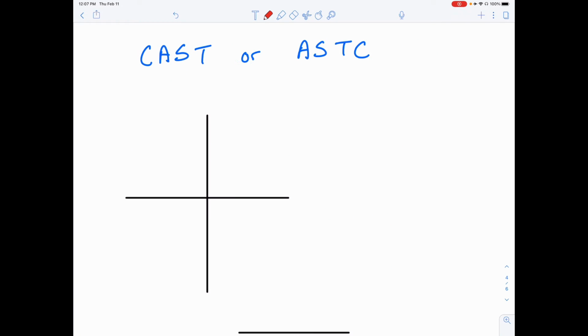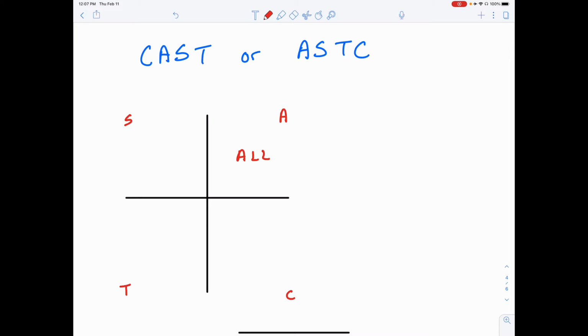We are now going to talk about how we use CAST, or ASTC. So when we label this, we're going to call it A, S, T, and C. What this tells us is that in each quadrant, this will give us the trig ratio where it's going to be positive. So in quadrant 1, all of them are going to be positive. So sine, cosine, and tangent will all have positive ratios.